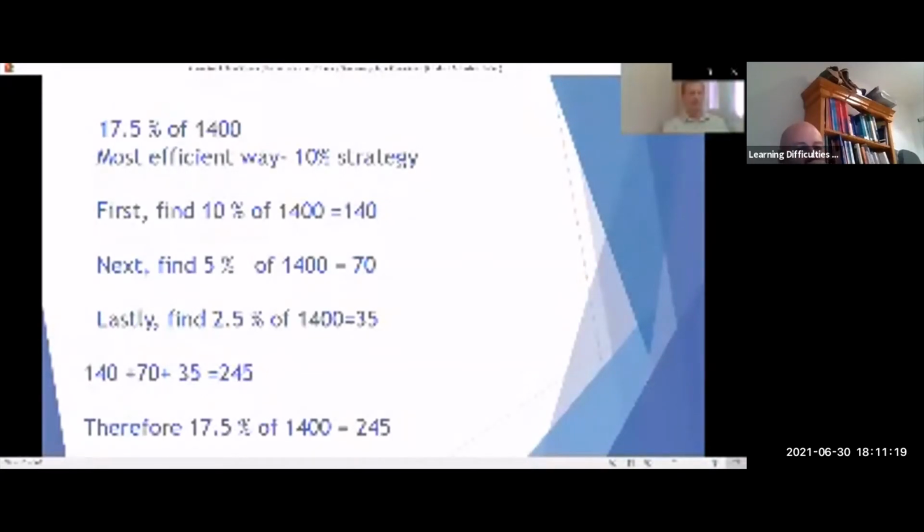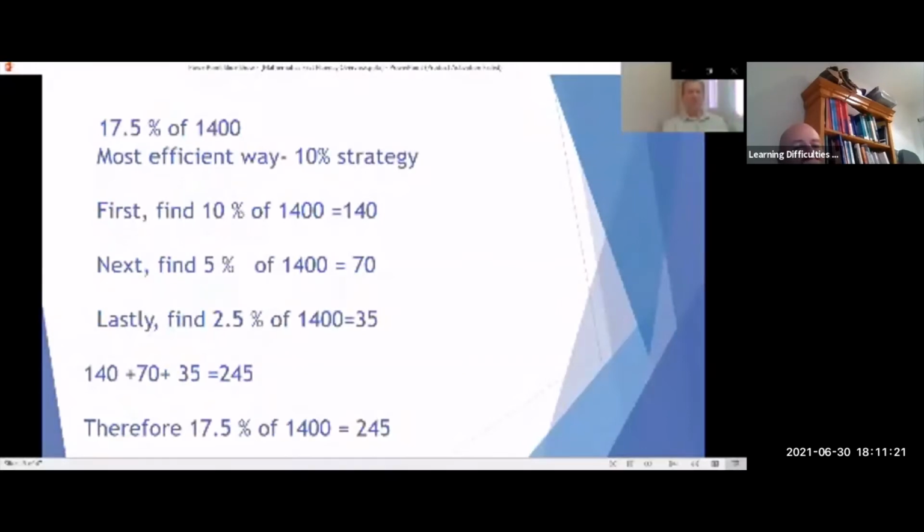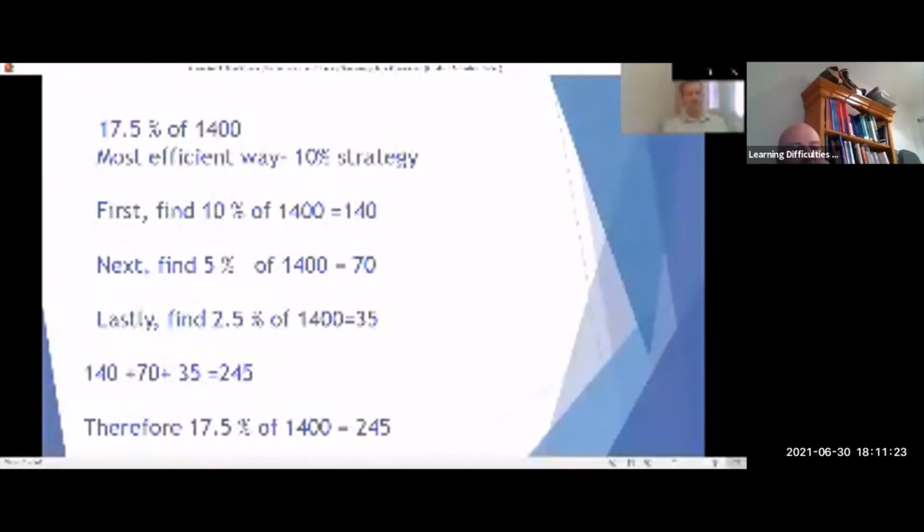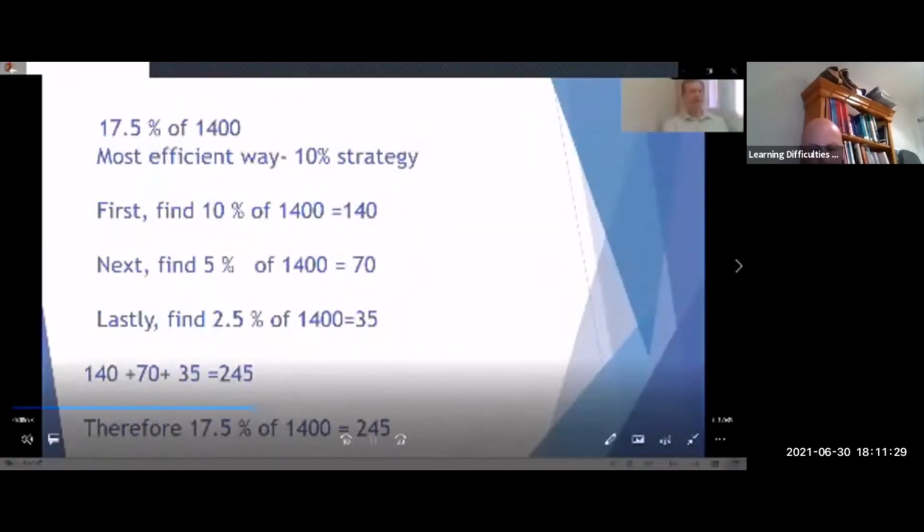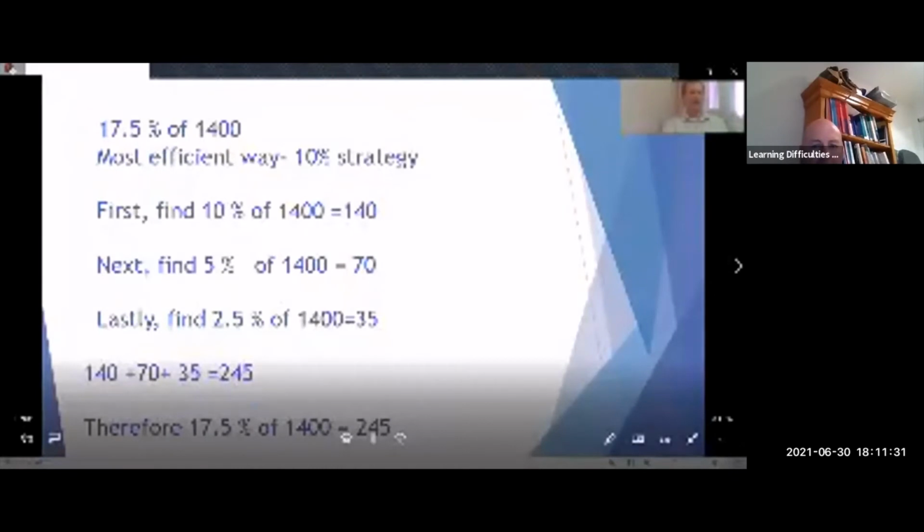So we found 10%. Next, we can find 5%, which is half of 140, which is 70. Then we have to find the further 2.5%, which is simply half of the 70. So then we can add those three different components up and we get 245.